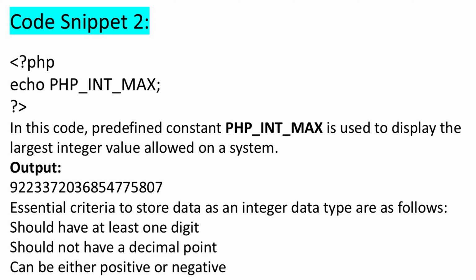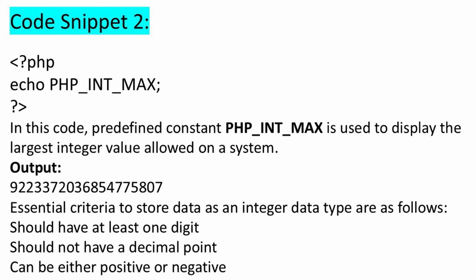On most modern 64-bit systems, the output will be 9,223,372,036,854,775,807. This output number represents the maximum integer limit supported by PHP on your machine. In other words, you cannot store any integer value larger than this number. If you try to go beyond it, PHP will automatically convert the value to a floating point number to handle the extra digits.